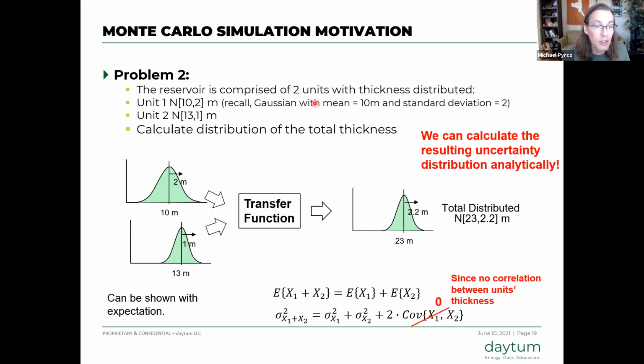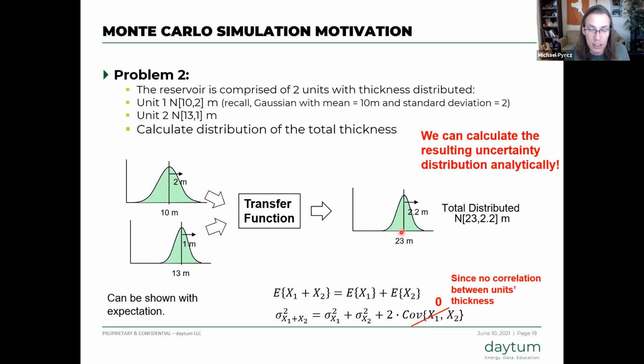The reservoir is comprised of 2 units with thickness distribution represented as, you have unit 1. Now, I apologize. I didn't recognize this. This should be Gaussian. This looks like a normal. Oh, sorry about that. It is a normal Gaussian distribution. I could have shown a G or an N. And so it's Gaussian with a mean of 10 meters, standard deviation of 2 meters. This one has a distribution of 13 and 1. And so the problem is this. You have the 2 distributions of thickness, and now you need to figure out what is the total thickness of the reservoir, its entire uncertainty distribution. Okay, so you got uncertainty distribution for unit 1, unit 2. Now figure this out right here.